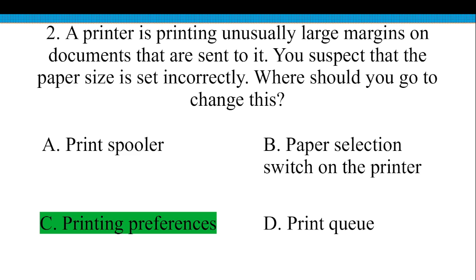The answer here is C. Printing preferences. So this is where you will go to change several factors of what you're going to print out. Whether that's the paper size, the margins, and such.